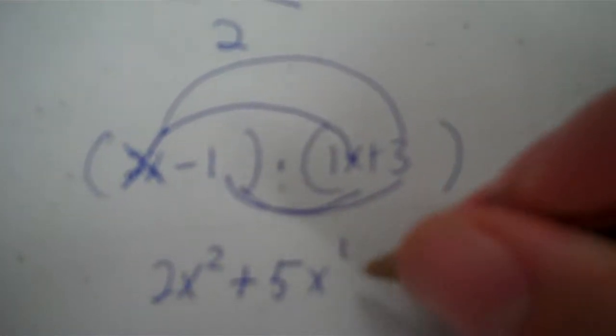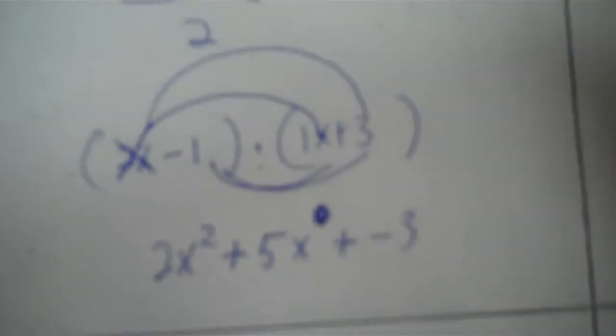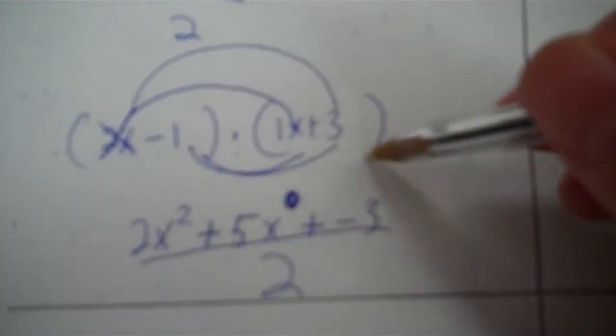We need to add those. Those are like terms. 6 and negative 1 is positive 5, and that's still x to the first. And then negative 3. Get that first power out of there. Now here's what you're going to do on the divided by 2. You just underline the whole thing and put a 2 under, and I'm good with that as an answer.